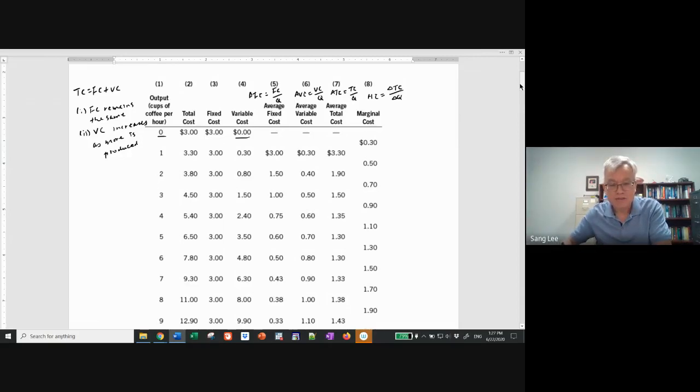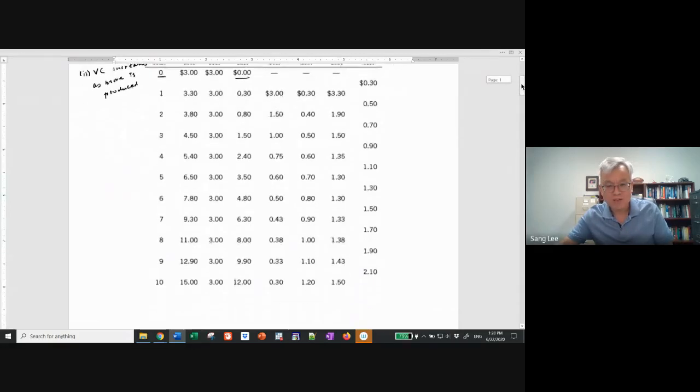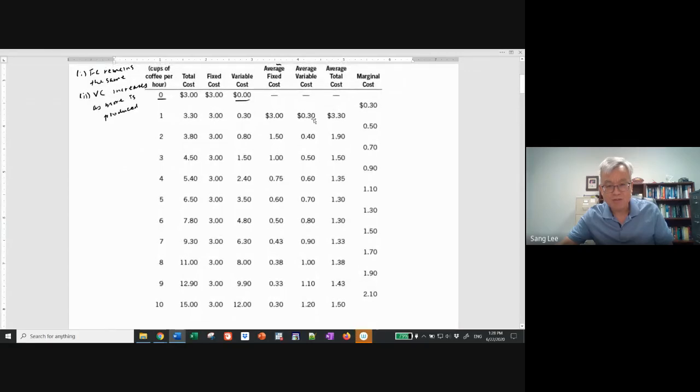So let's see in this example. Average variable cost per unit is increasing here. As you produce more and more cups of coffee, average variable cost is increasing from 30 cents all the way up to $1.20. This is a possible scenario, but this definitely is not a typical case. So don't ever think this is a general case. It is possible, but it is not very common.